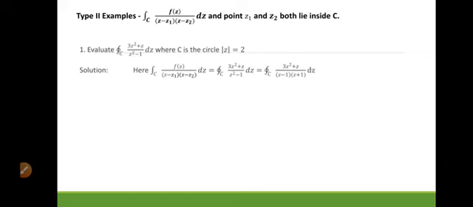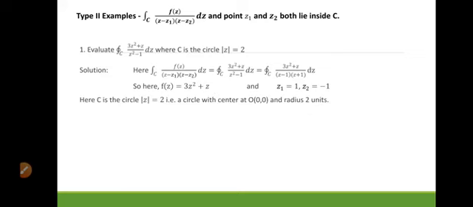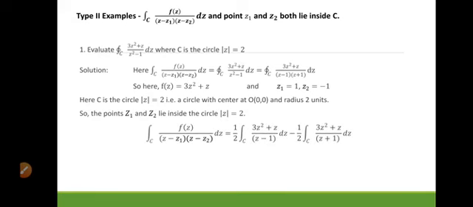Comparing with the standard form, we get f of z equal to 3z square plus z and the point z1 equal to 1, z2 equal to minus 1. Now consider the given curve. It is a circle with center at origin and radius 2 units. Now with reference to this curve, the 2 points z1 and z2 surely lie inside the circle, and hence the integration at both these points exists.